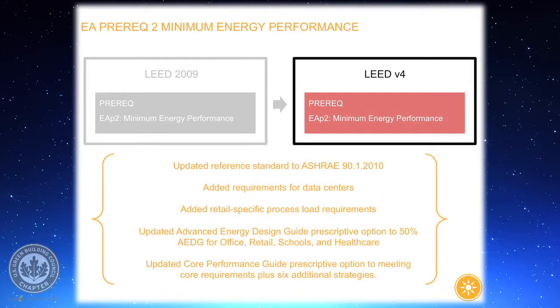What I would consider to be the most major change in the rating system from LEED 2009 to LEED version 4 are the changes to the minimum and optimized energy performance prerequisite and credit. We've switched our reference standard from ASHRAE 90.1 2007 to 2010. Not really a big change in terms of redlining the rating system, but in terms of what that means because of the changes that ASHRAE has made to their program, ASHRAE 90.1 2010 is about 20% more stringent than 2007.